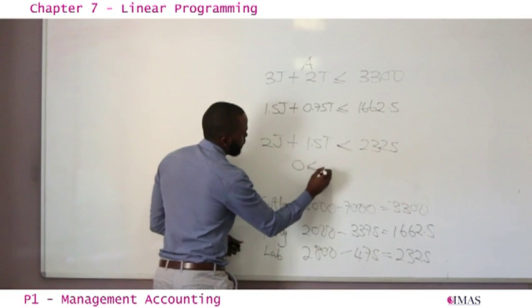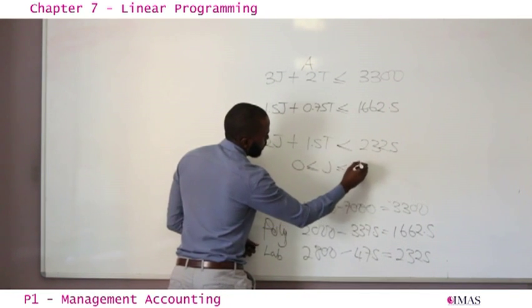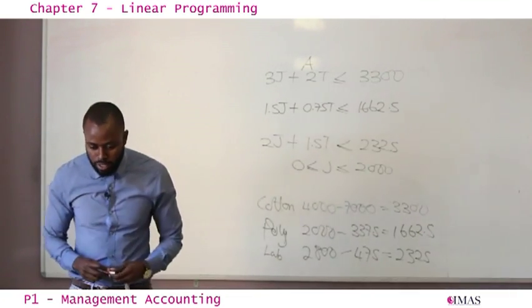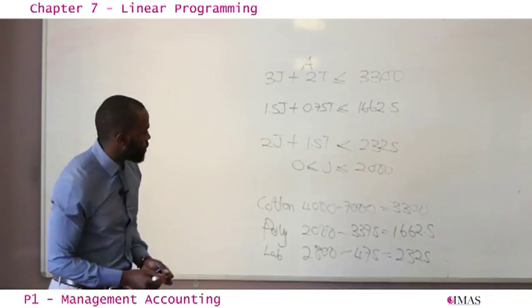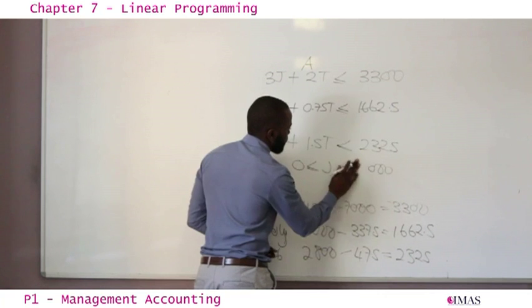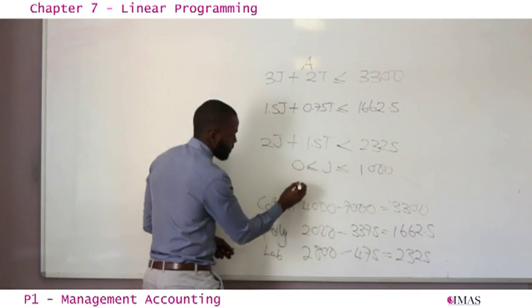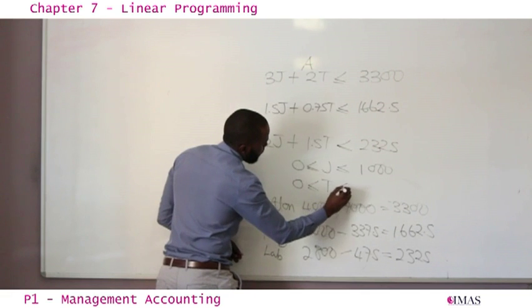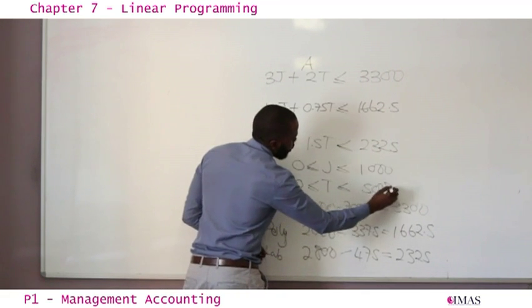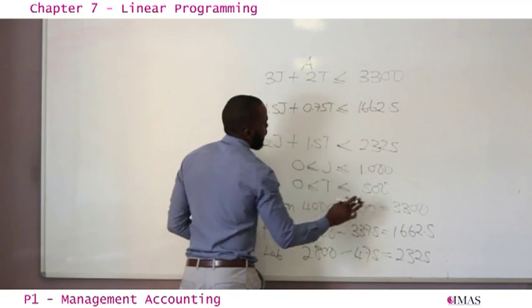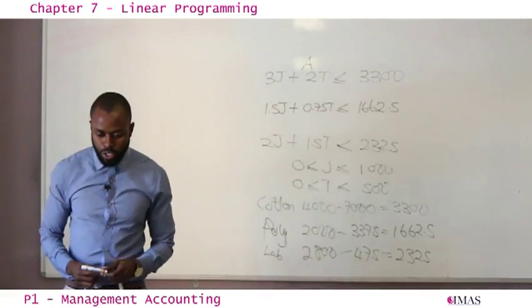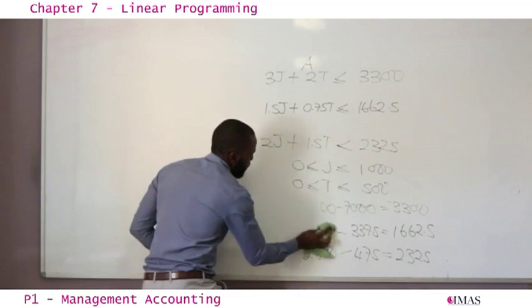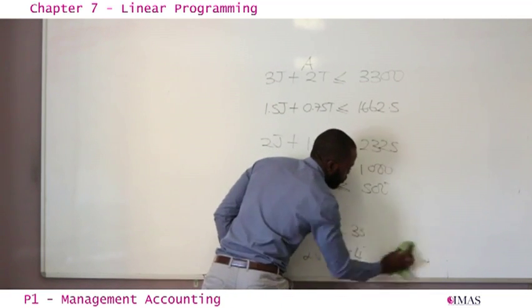So our J cannot exceed 1,000 units. Now T cannot exceed 500 units. So those will be all our constraints. So that will be our step number 3. Then from here we'll draw the graph.